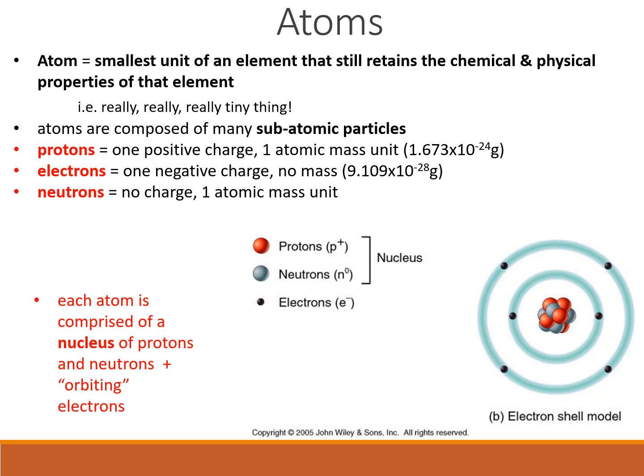All right, an atom, the smallest unit of an element that still retains the chemical and physical properties of that element. It's a really tiny thing. Now, if I asked you to define an atom, you would probably say, okay, it's got protons and neutrons in its nucleus, and it's got a bunch of electrons that orbit around, and you would be right. An atom is composed of many subatomic particles.